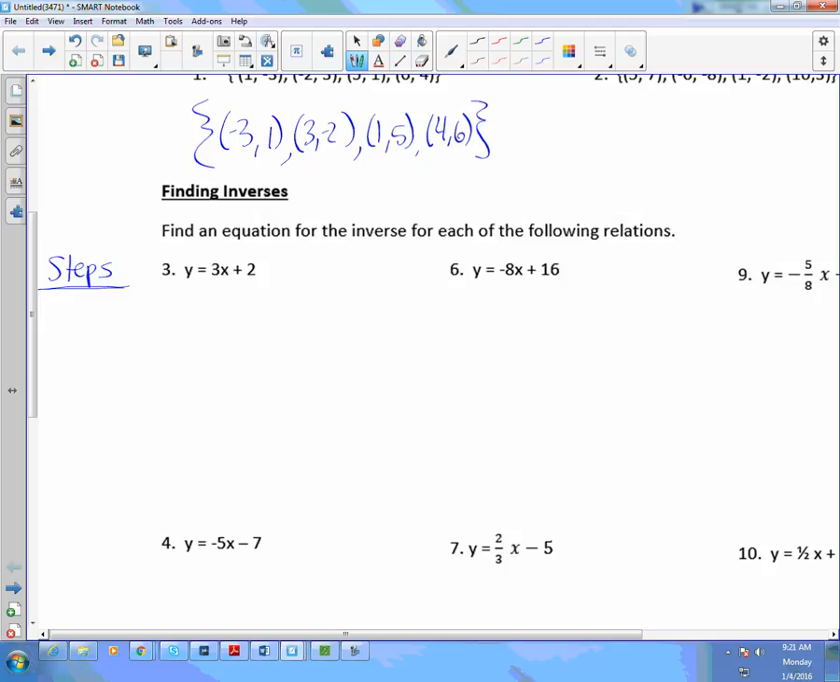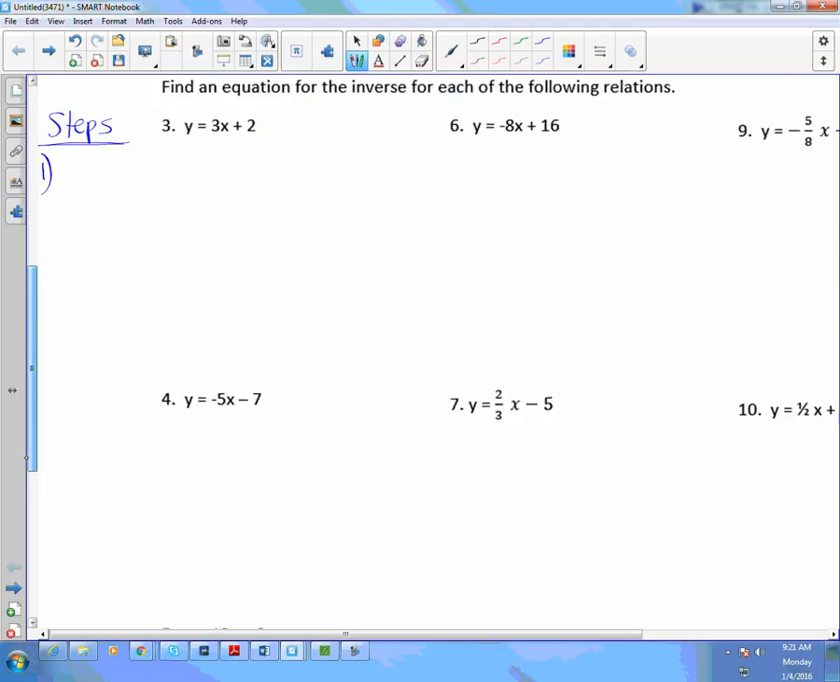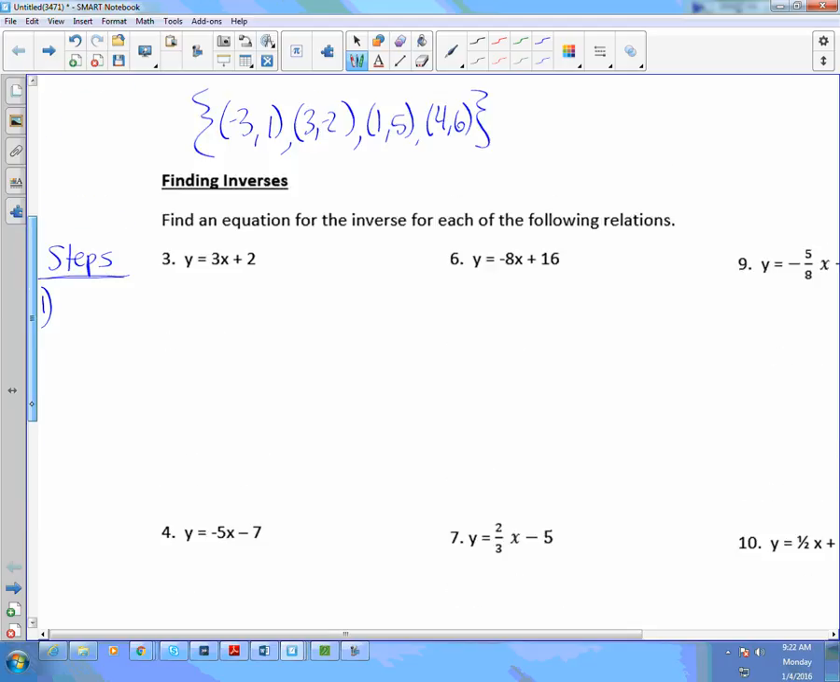Okay. The steps. The first step is to do what we just did up above. What do we do with the x's and y's up above? Switch them.